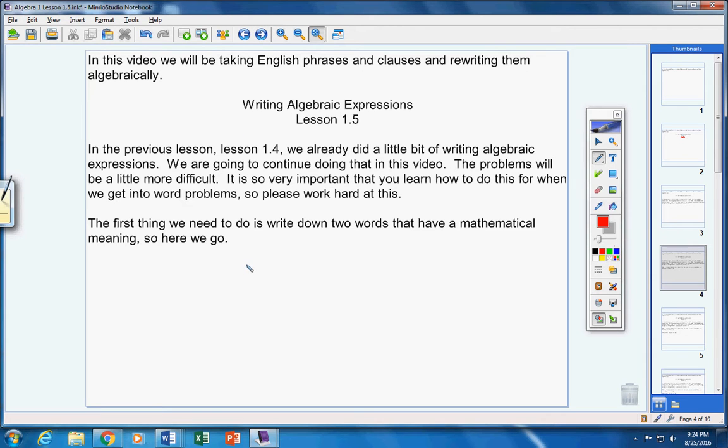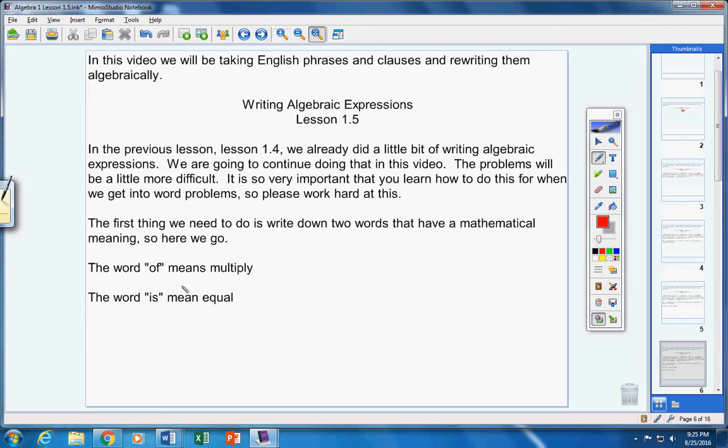The first thing we need to do is write down two words that have a mathematical meaning. So here we go. Write down these two words, please. The first one is "of," and the second one is "is." Write these two words down and what they mean. In mathematics, when you see the word "of," it means to multiply. When you see the word "is," it means equal. So "of" means multiply, and "is" means equal.